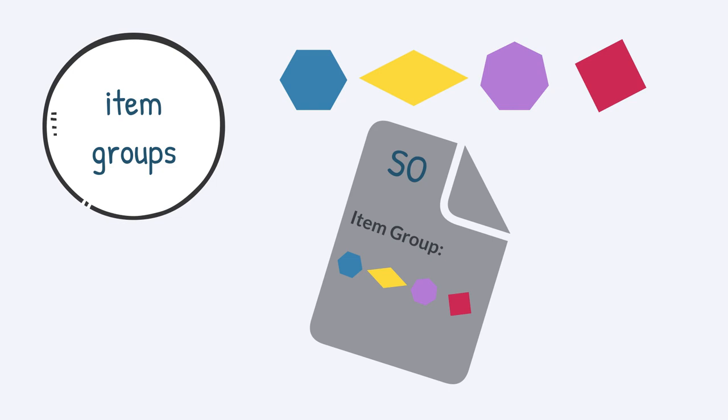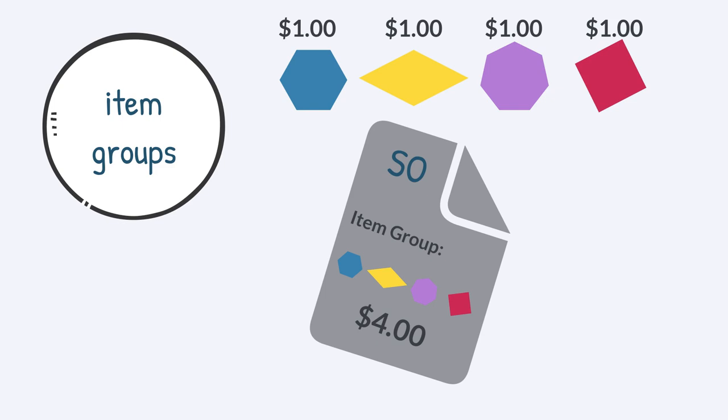With item groups, the price of the entire group depends on the prices of the individual components. The value of an item group is that it can save you time creating transactions for items that are frequently bought or sold together.